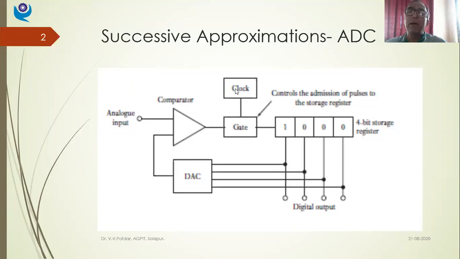So the gate will allow these clock pulses to my digital counter or 4-bit register, and a digital signal corresponding to 7.5 volts will be generated here. That digital signal is fed back to a D2A converter. What will this D2A converter do? This digital signal corresponding to 7.5 volts will be converted into analog form. What will be its analog form? It will be 7.5 volts, because I know it. 7.5 volts will be fed to the op-amp.